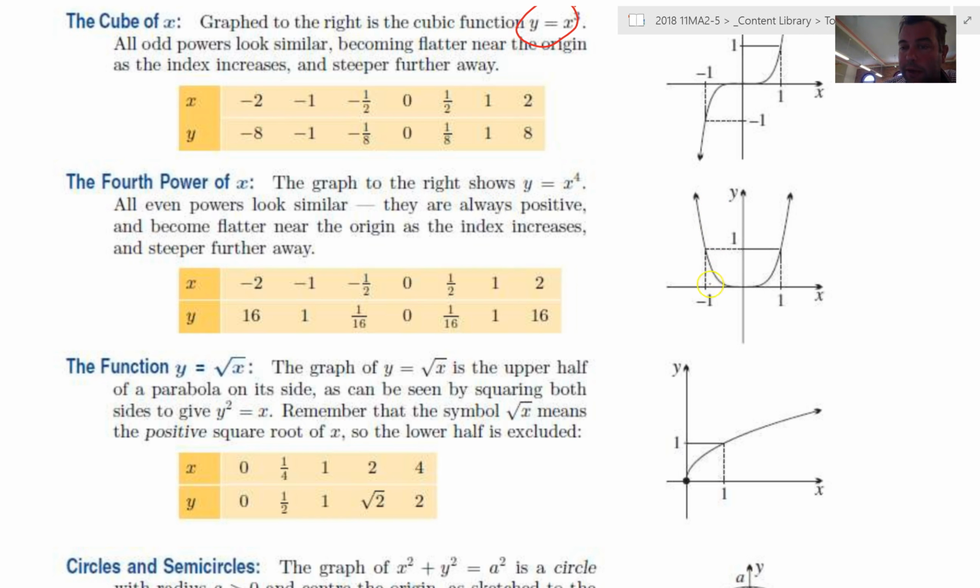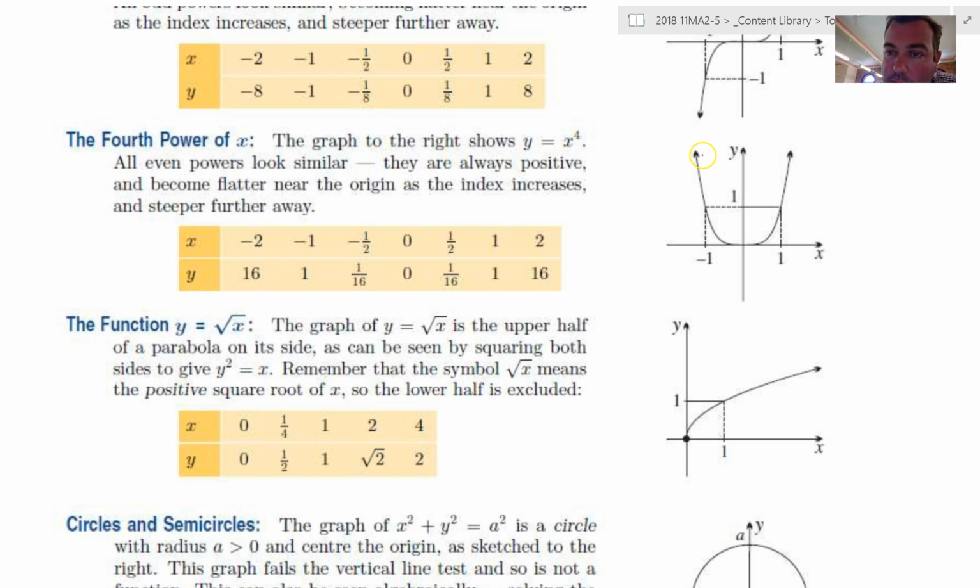Right, it's a lot like a parabola, but if I was to draw a parabola on here, it would look like this. It would be wider out here. Right, it would look something like that. You see that? As I increase the power, these sides become steeper, and it becomes sort of flatter at the bottom. It becomes more beaker shaped.